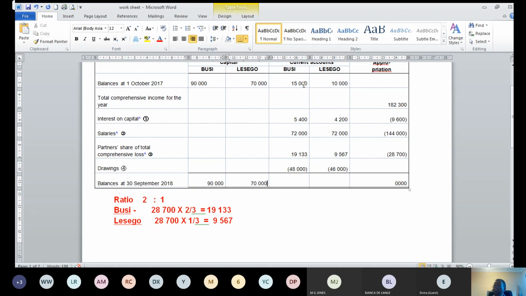The current account balances then, just add up there the 15,000 plus the 5,400 plus the 72,000 plus the 19,133 minus the 48,000 will give you a balance of 63,533.